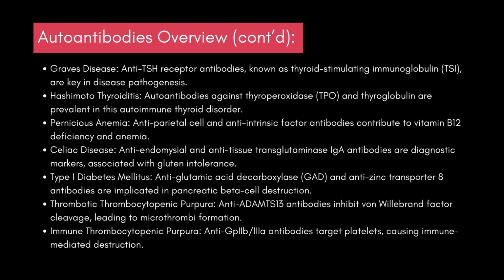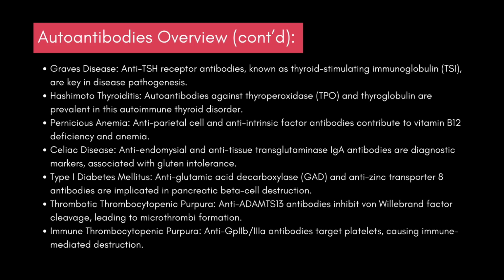Next, we have Hashimoto thyroiditis. Autoantibodies against thyroperoxidase, TPO, and thyroglobulin are prevalent in this autoimmune thyroid disorder. Next, we have pernicious anemia. Anti-parietal cell and anti-intrinsic factor antibodies contribute to vitamin B12 deficiency and anemia.